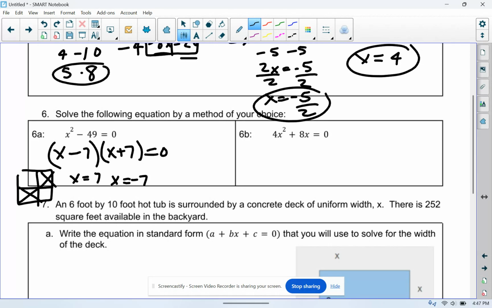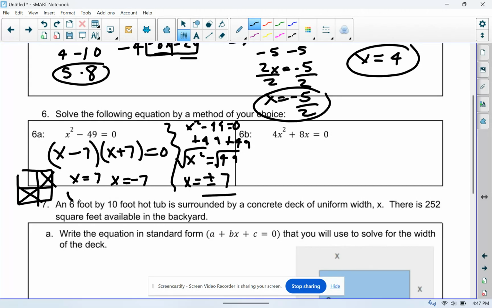However, you could also solve this by square roots. I don't have a ton of room, so I apologize. x squared minus 49 equals 0. If I add 49 to both sides, I'm going to get x squared equals 49. And then I can take the square root of both sides and get x equals plus or minus 7. You just have to remember there's two solutions. Factoring is an advantage because it automatically kicks out the two solutions.